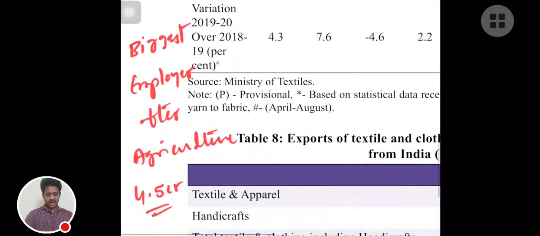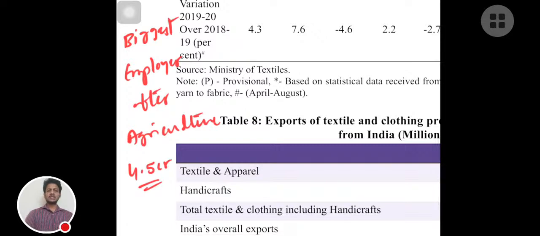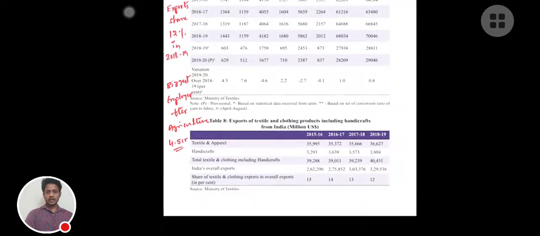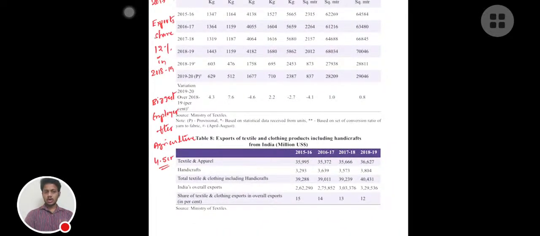Apart from this, it is the biggest employer after agriculture. If you take only the farmers who have land, there are around 25 crore farmers in this country. Directly or indirectly, around 50% to 60% of the population depends on the agriculture sector and its allied activities. And next to agriculture, the sector giving the most employment in this country is your textile sector, employing around 4.5 crore people all over the country. Are you getting the point? These are the important things we should remember. And remember this, textile is not part of the core sectors. I already explained this to you with a logic, right?